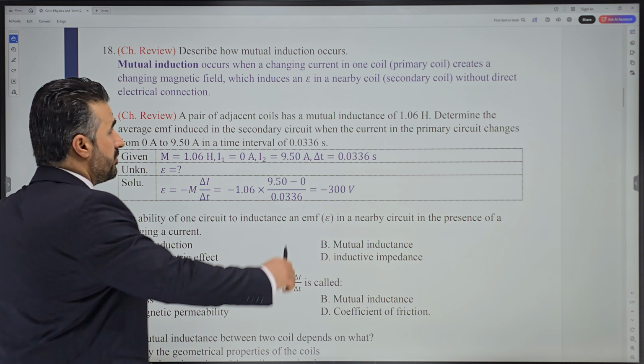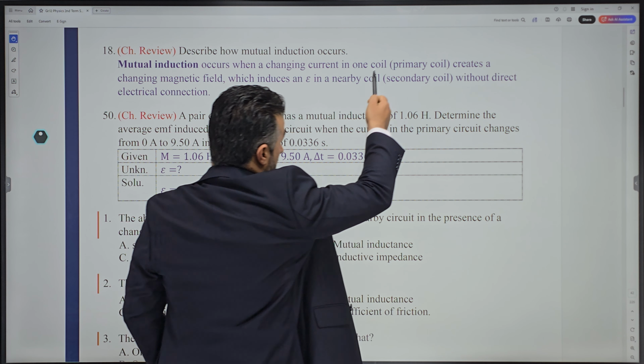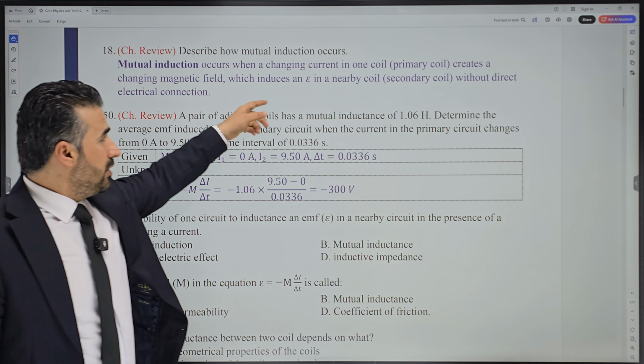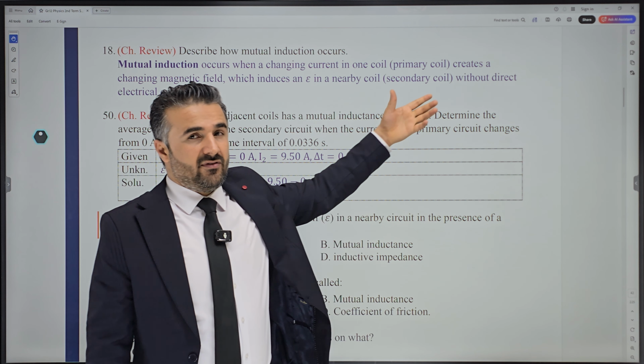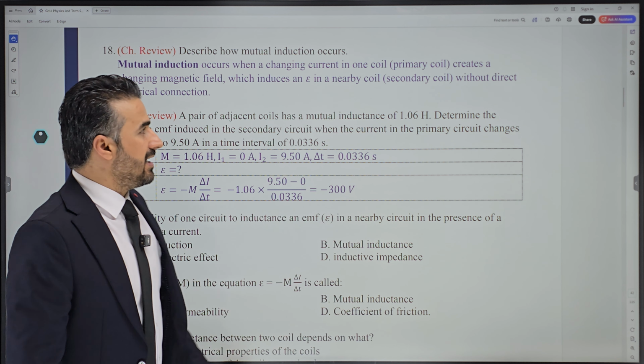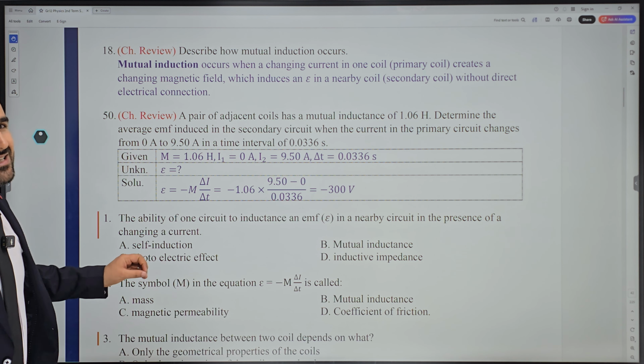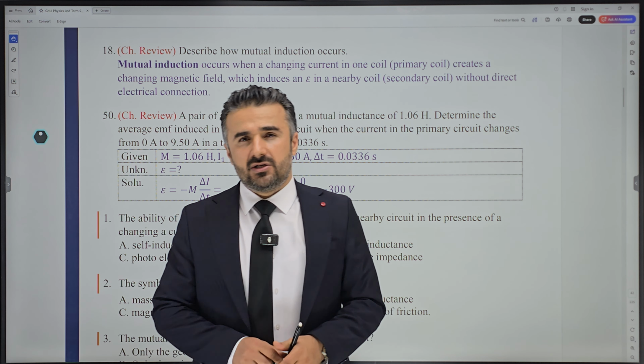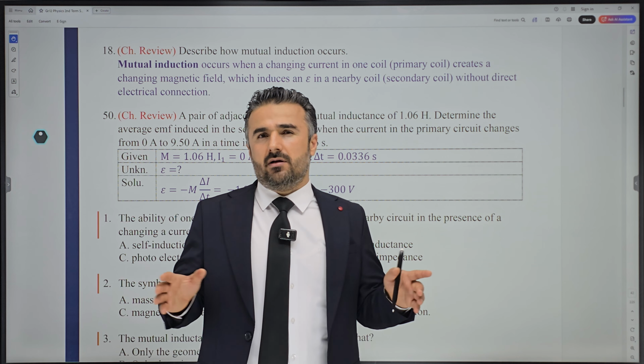Mutual induction occurs when there's a changing current in one coil, which we call the primary coil. It creates a changing magnetic field, which then induces an EMF in the nearby coil, which you can call the secondary coil, without direct contact between the two. Remember, these two coils are not in contact with one another whatsoever.